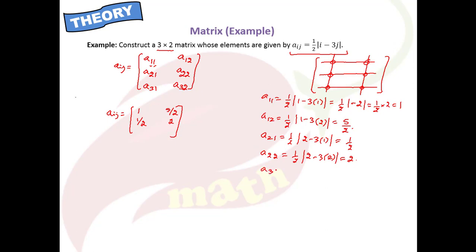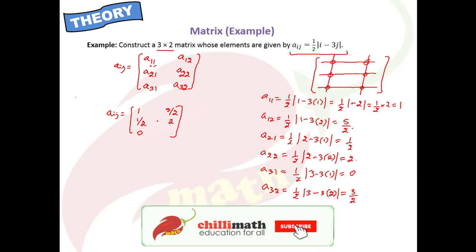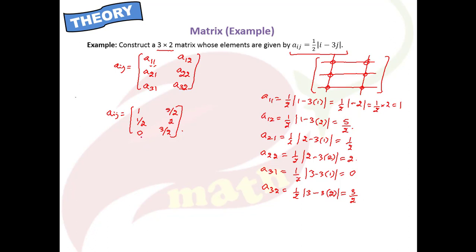A31, half modulus of 3 minus 3 into 1, 3 minus 3, 0, modulus 0, 0 over any non-zero, 0. And the last is A32, half modulus of 3 minus 3 into 2, 3 minus 6, minus 3, modulus 3, 3 by 2. So this is your 3 by 2 matrix. So this is our required matrix.